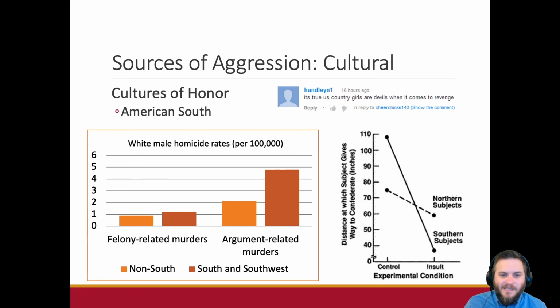And you have comments like these from even women from the South. "It's true, us country girls are devils when it comes to revenge." So the culture of honor, I want to say, is not just for men in the South. It also includes women. Do not slight women because they will come after you, according to this idea.